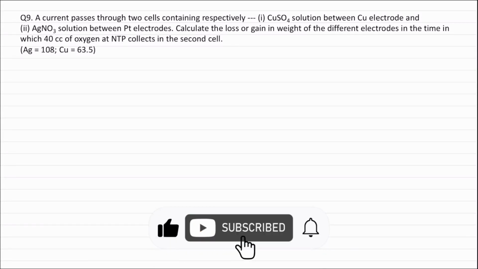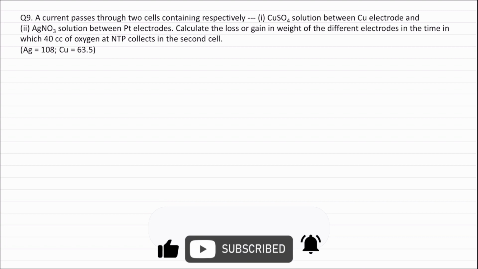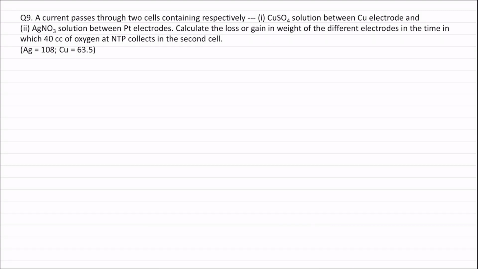Question 9. A current passes through two cells containing respectively copper sulfate solution between copper electrodes and silver nitrate solution between platinum electrodes. Calculate the loss or gain in weight of the different electrodes in the time in which 40 cm³ of oxygen at NTP collects in the second cell. Atomic weight of silver is given as 108 and atomic weight of copper is given as 63.5.